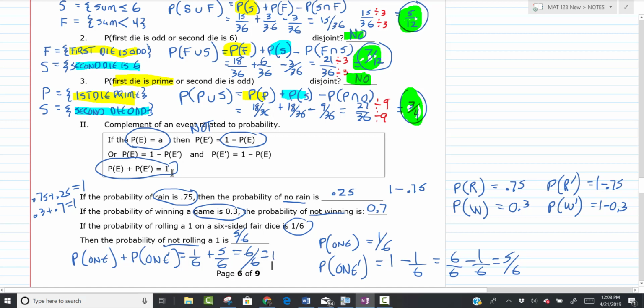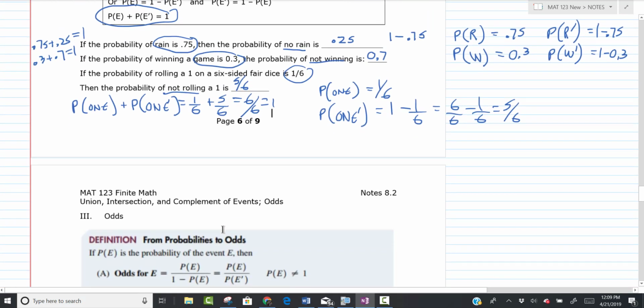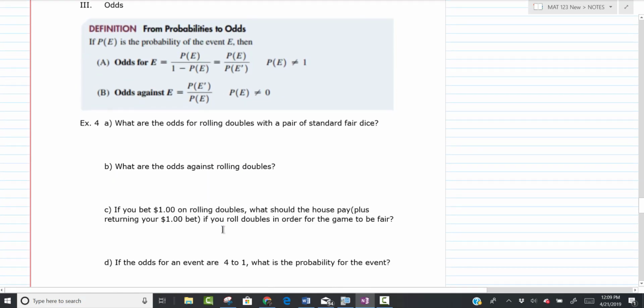So that's what we mean by the probability of a complement of an event. Okay, move to the next page. So now we're going to look at the odds and talk a little bit about how odds work in probability. We have 2 definitions on this, so it works like this.